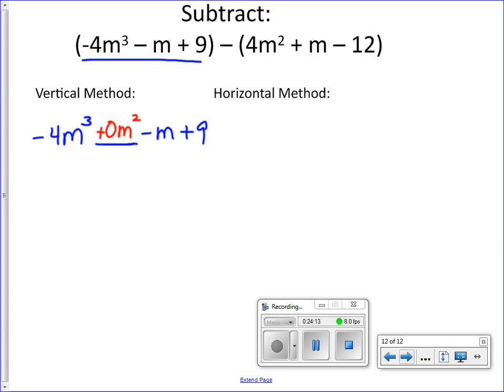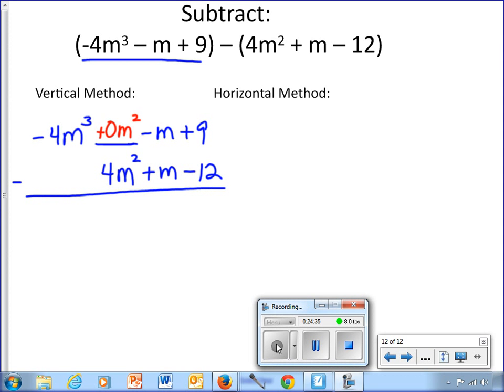Then we're going to subtract 4m squared, and again I want to line up like terms. That's why I needed to leave a place, because I didn't have an m squared term in the first polynomial. And lining up like terms, there we are. And I'm going to draw my line. All right, so here we go.